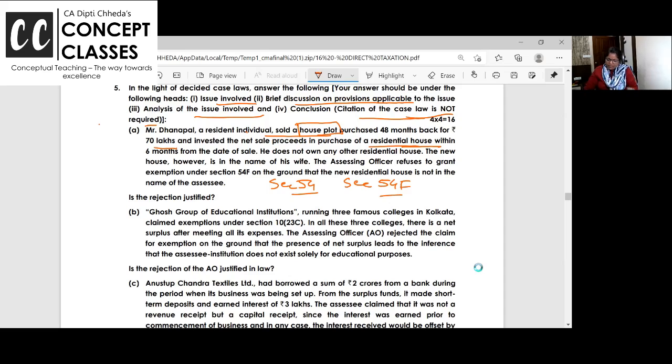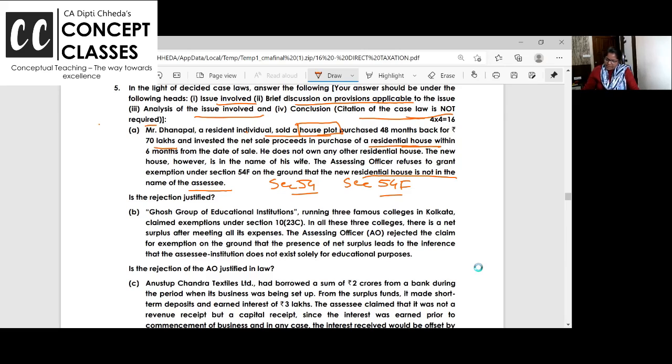The new house, however, is in the name of his wife. Now, AO refuses to grant exemption under section 54 on the ground that new residential house is not in the name of SSC. Superb, no? You have sold anything. If you buy house, you get section 54F exemption. And I hope you remember it's in cross multiplication form.